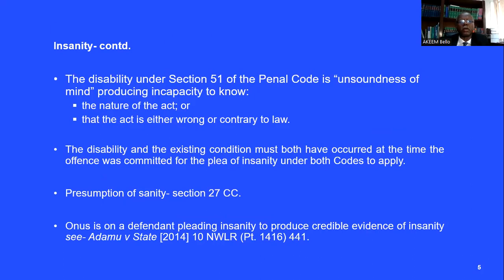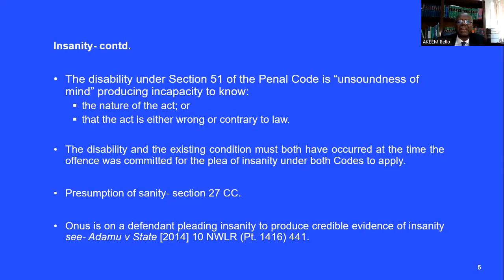Now, the equivalent provision governing the defense of insanity under the Penal Code is Section 51. And the disability under the Penal Code is described as unsoundness of mind. And the unsoundness of mind must have produced incapacity in the offender to know the nature of the act, or that the act is either wrong or contrary to law. So that is how the loss of capacity is phrased under the provisions of the Penal Code.